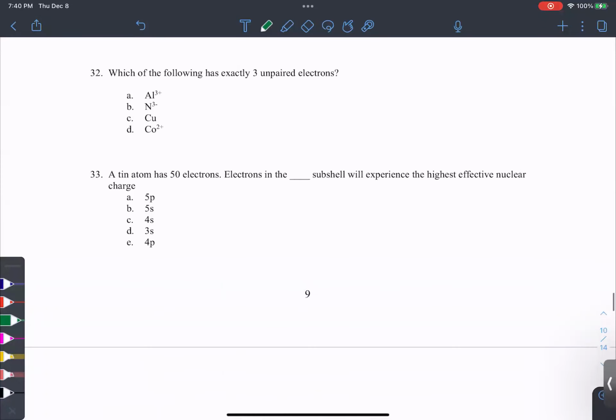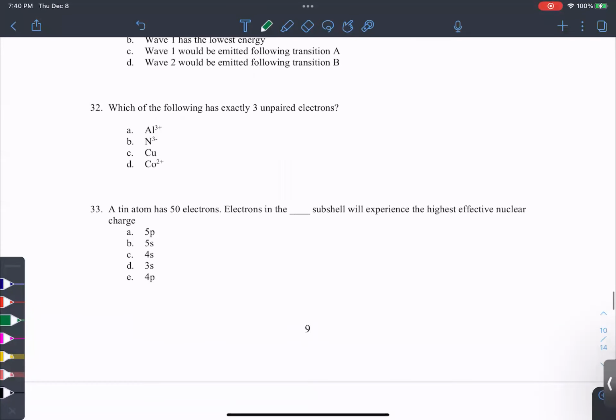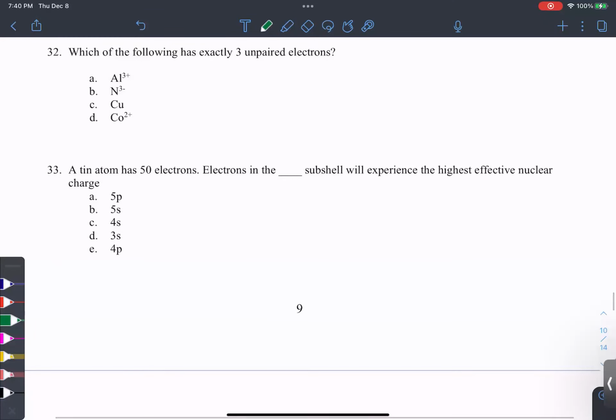I'm going to back it up to 33 and we'll work our way there. Okay. So this is chapter 7 stuff. So our periodic trends, Z effective, ionization energy, those things.